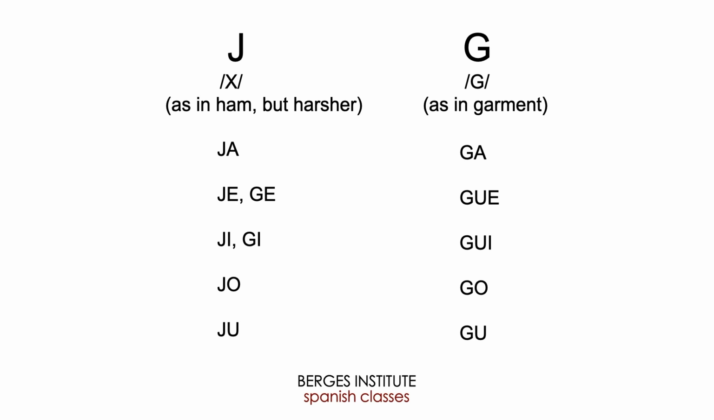So the sounds ha, he, hi, ho, hu are spelled as follows, right? For E and I, we have the option of spelling it with a J or a G, and that will depend on the word. Some words are spelled with J and some words are spelled with G. And the sounds ga, ge, gi, go, gu are spelled as follows, okay? Ga, gue, gui, go, gu.